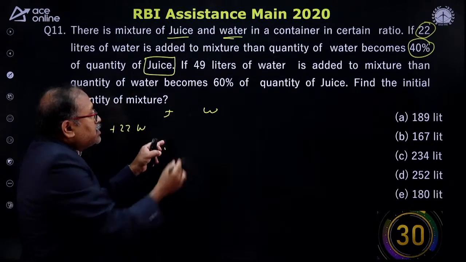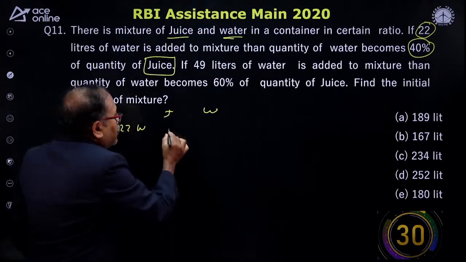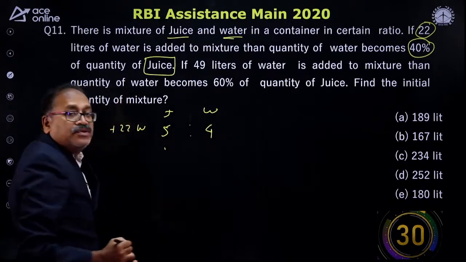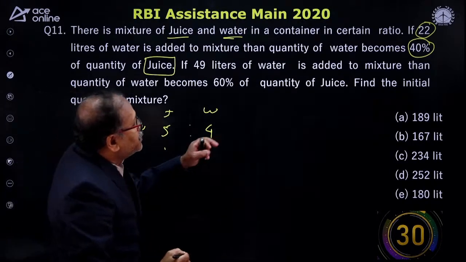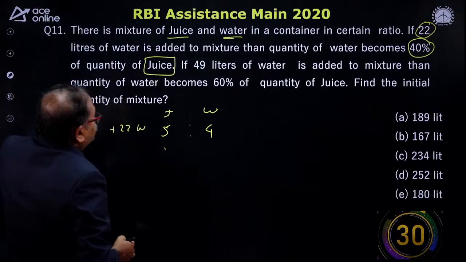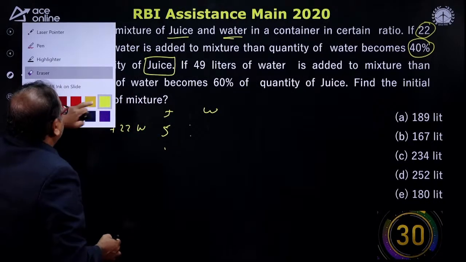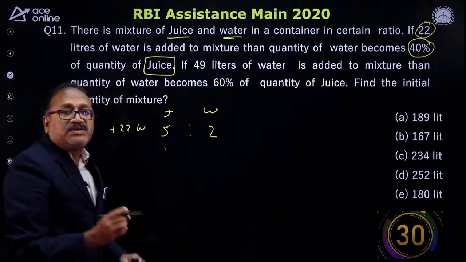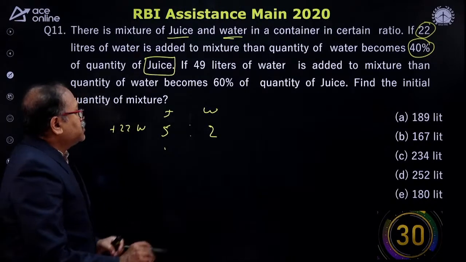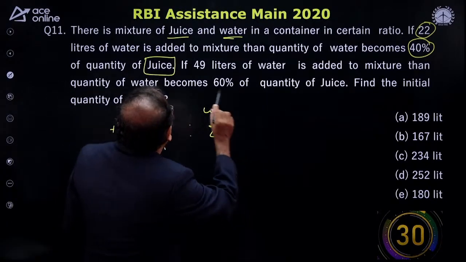That means if the juice is 100, the water is 40. So the ratio of juice to water is 5:2. These are all very healthy questions, sir. You have to go through the previous year papers. Let's work together. The next condition is there.